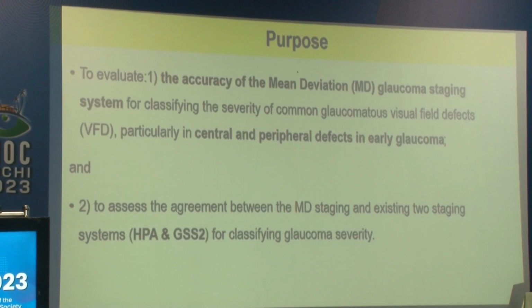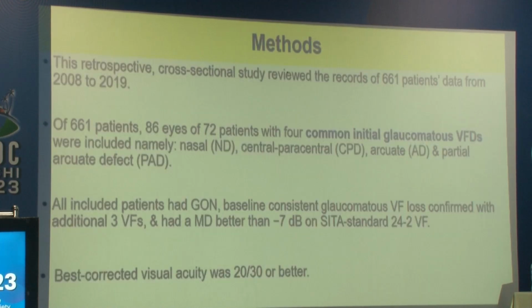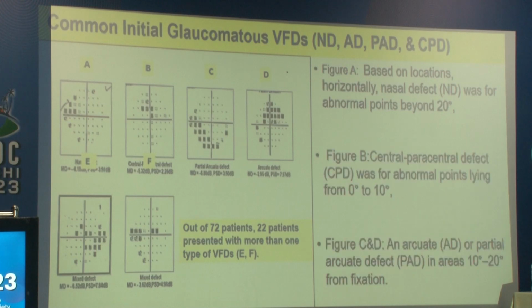agreement between the mean deviation staging and the two existing staging systems, Hodapp-Parrish-Anderson and Glaucoma Staging System 2, for classifying glaucoma severity. This retrospective cross-sectional study reviewed the records of 661 patients' data from 2008 to 2019, and we included 86 eyes of 72 patients with 4 common initial glaucomatous visual field defects, namely nasal defects, central paracentral defect, partial arcuate defect, and arcuate defect.